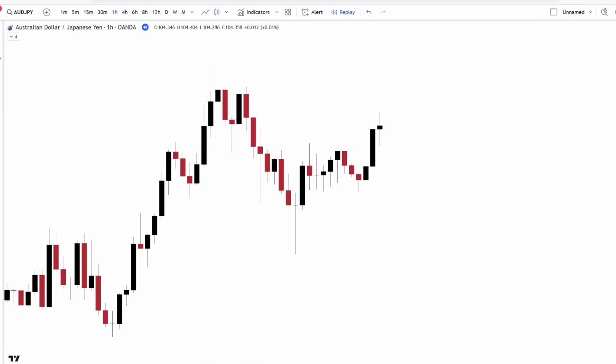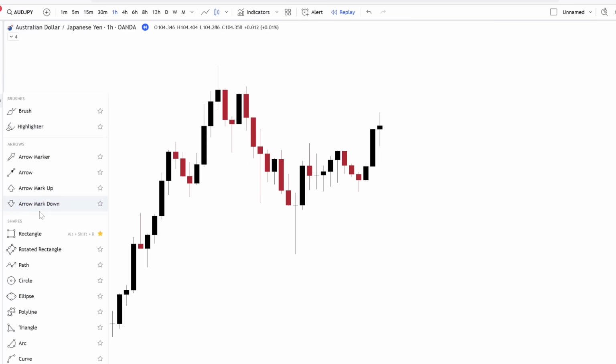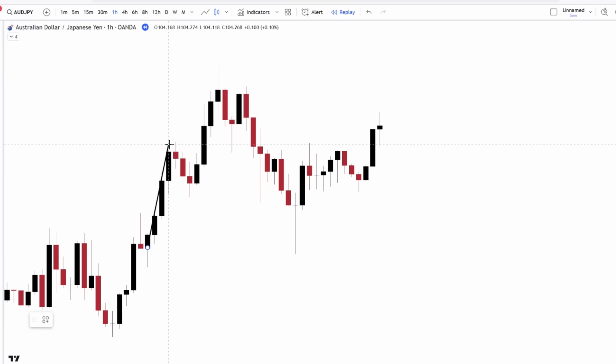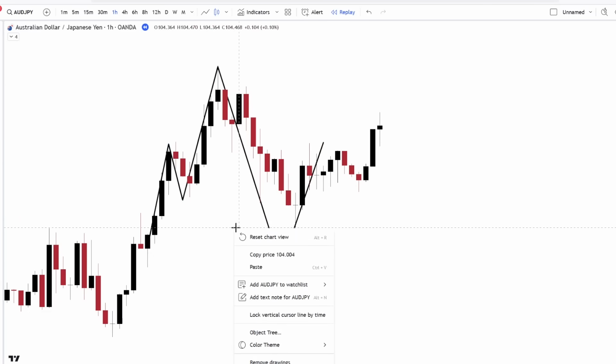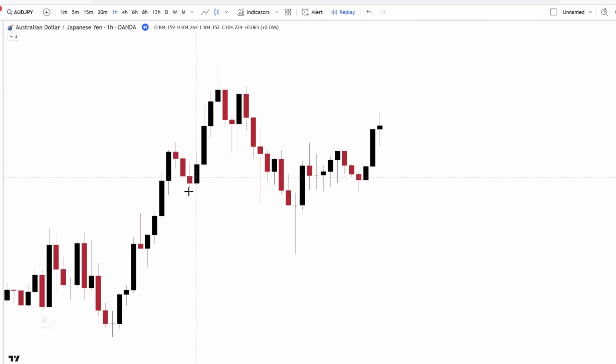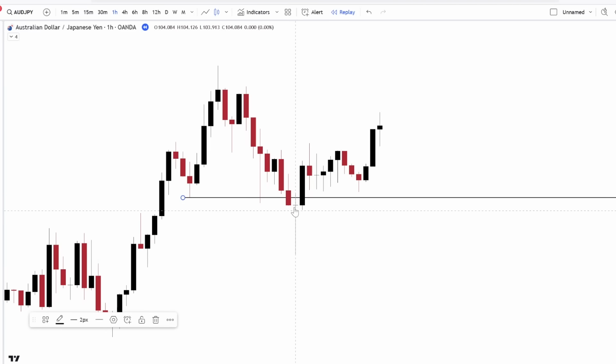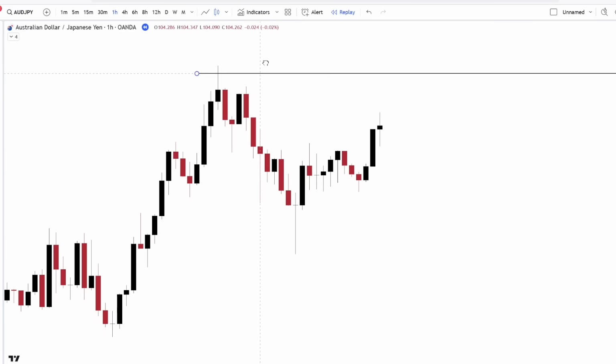Let's get a read on structure. Price made a low, made a high, then made a lower low. So what does this lower low indicate? This lower low indicates that there was a break of structure. That means that the trend might change to the bear side. So for now, we are bearish.